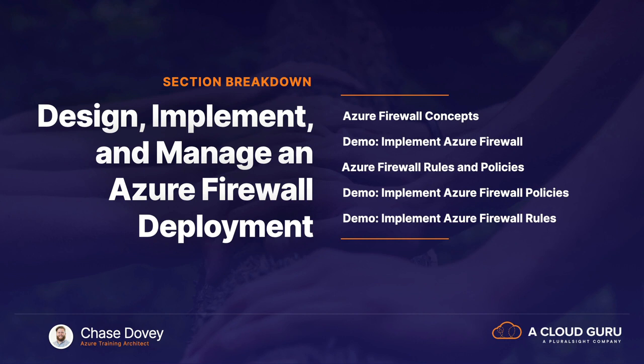And by the time we get to the end of this section, we'll understand the Azure Firewall service, its various components, how to implement it, and how to manage rules inside of our Azure Firewall, both classic rule-based and policy rule-based. And we'll have a good understanding of how to design, implement, and manage Azure Firewall deployments as a whole across Azure. Again, all of these demonstrations in this section are going to take place inside of the Azure Cloud Sandbox, so make sure to follow along to get those hands-on skills.